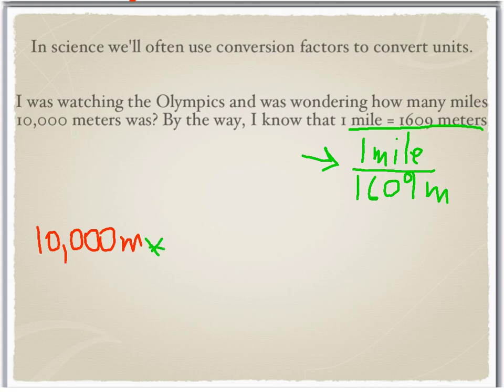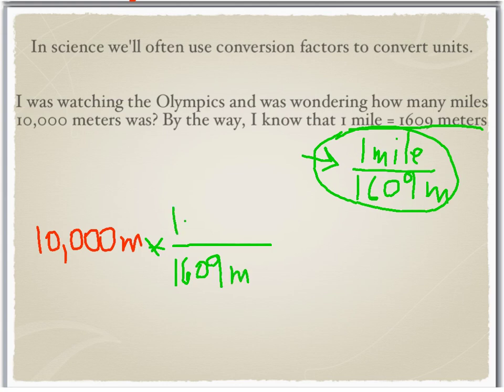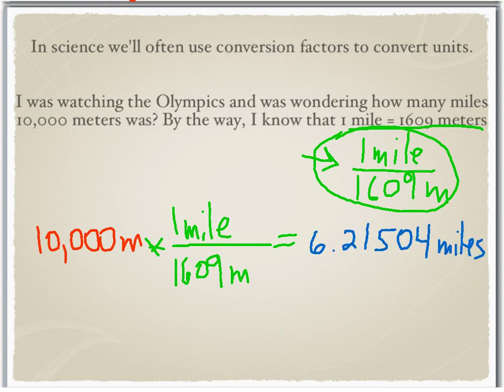So I'm going to start out with 10,000 meters, and I can see that I want to use this conversion factor as it's written because meters are in the denominator and 1 mile up top. And then we do the math. So as you can probably see, this is basically a division problem. 10,000 times 1 and then divided by 1,609, and I've got 6.21504 miles.